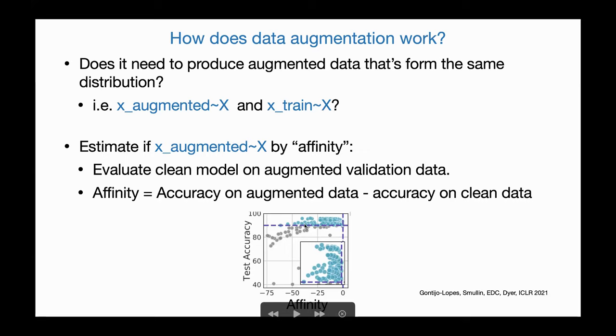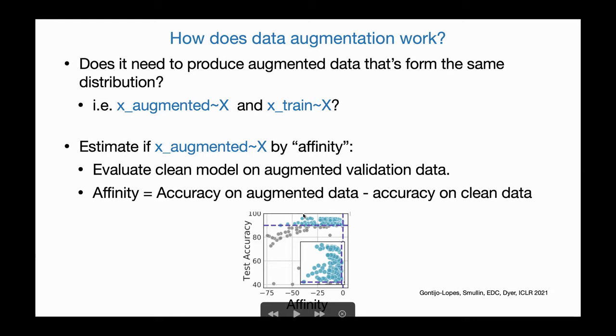And so maybe we can talk about these two beliefs that I was talking about. This clearly shows that the first belief isn't necessarily correct, that the data augmentations that are helpful have to produce images that come from the same training set distribution as your original set. That's not correct, because you can have low affinity operations and still get a good result.